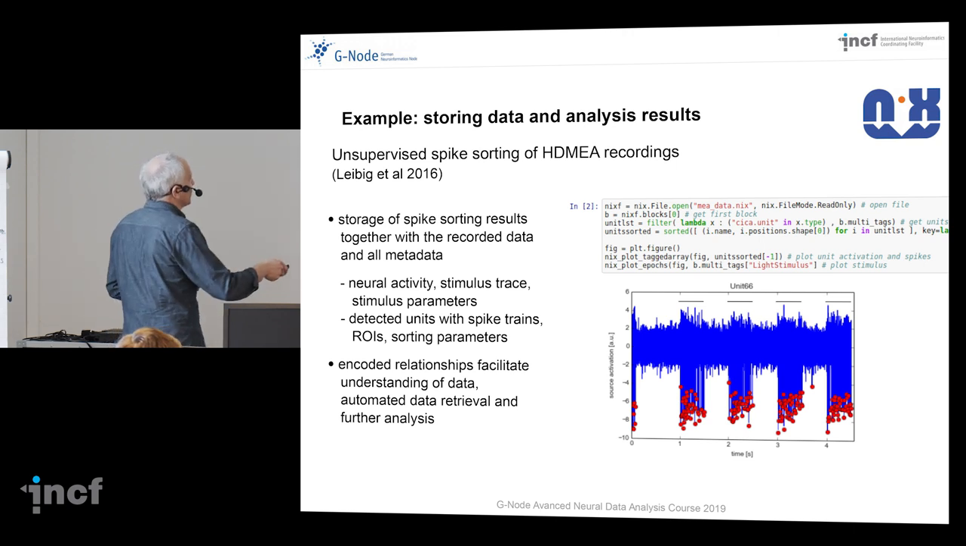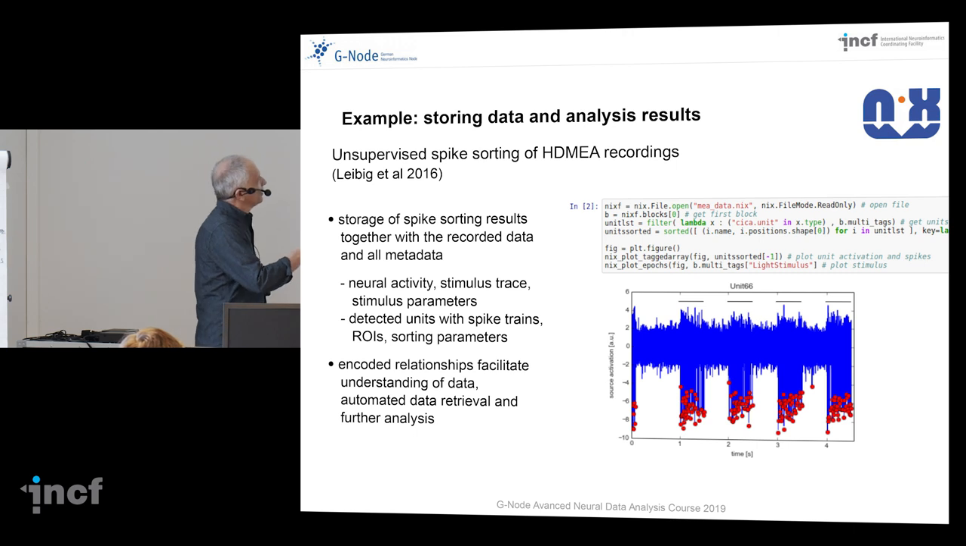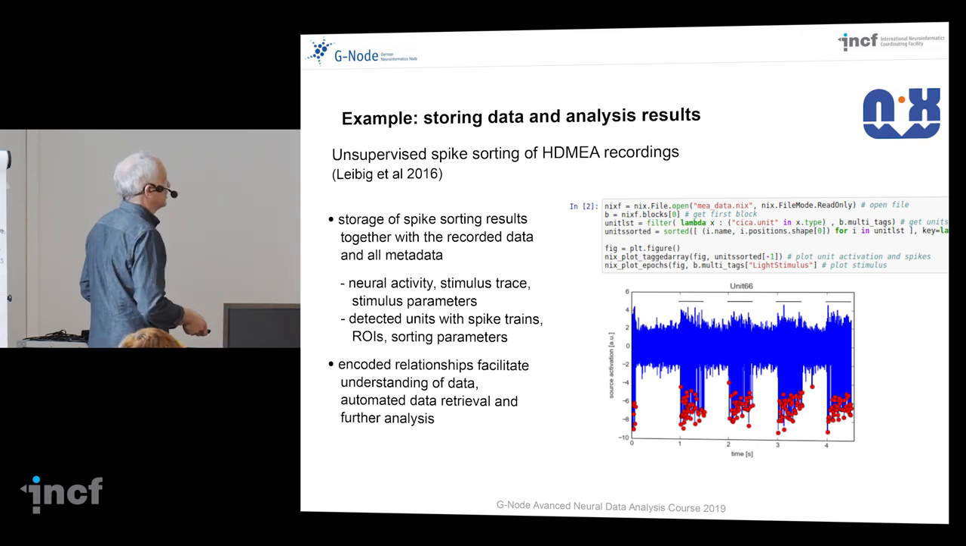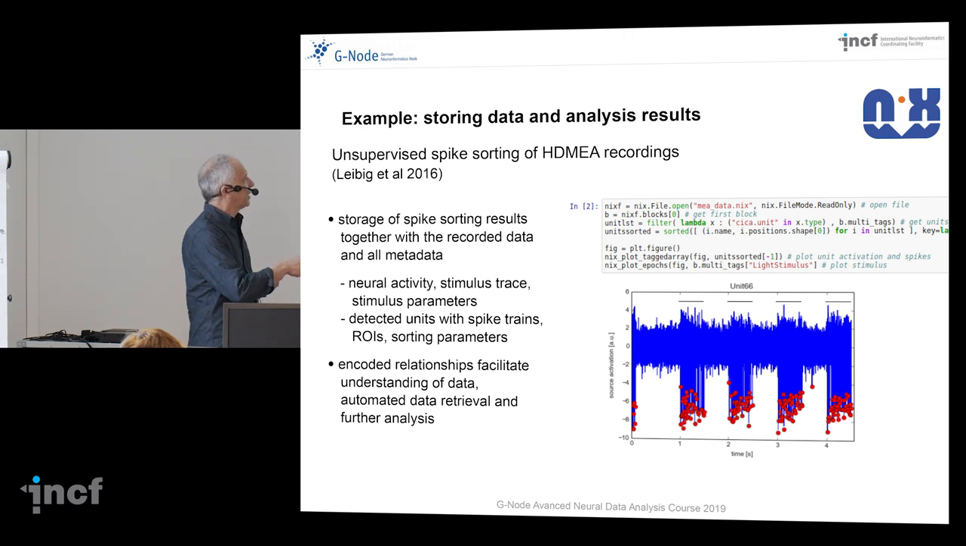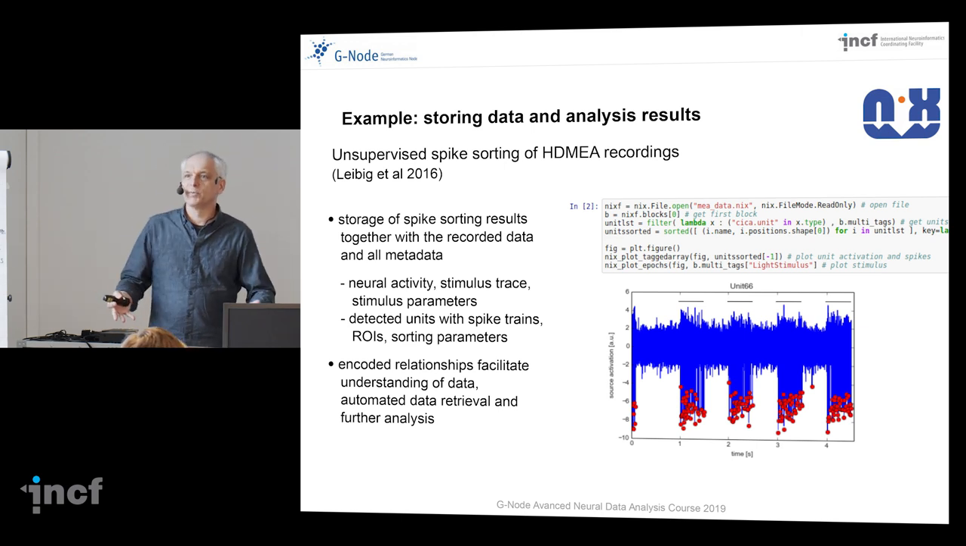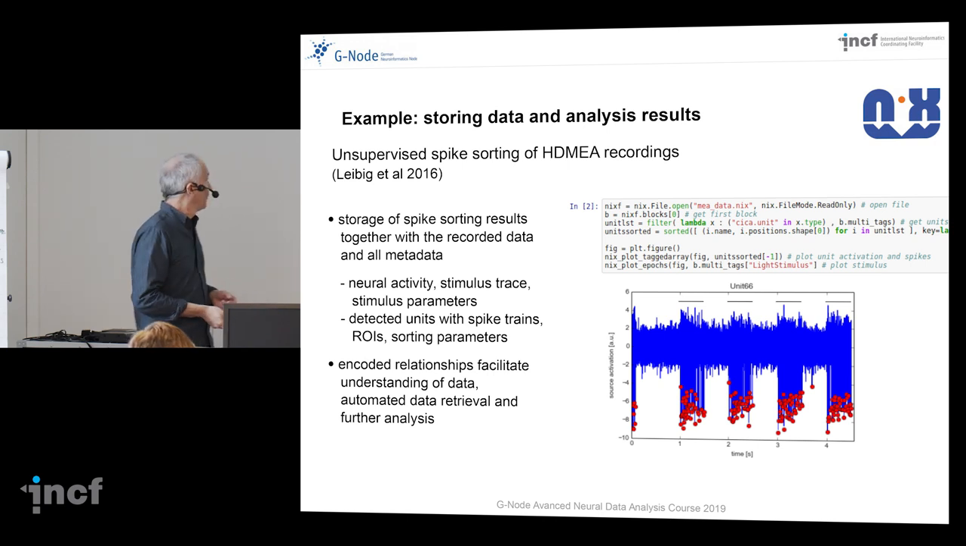And then what you can do, for example, is pick out one channel with a few lines of code. You can plot the recorded traces. You can also plot the detected spikes here with the time point and amplitude. And you can also plot in the same plot the stimulus. This was a light stimulus that went on and went off periodically. And you can do this with a few lines of code because all the data are in the same common form and in the same file.